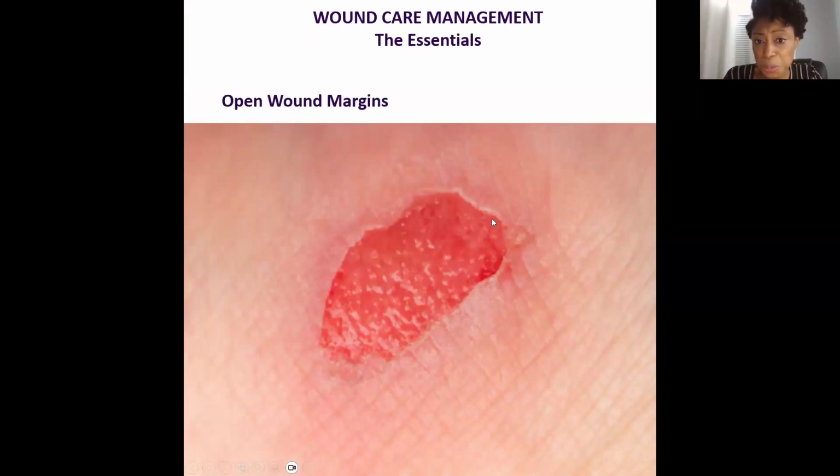Okay, and then we have opened wound margins. If you look at this picture here, this is what good looks like. The wound margins are flush or level with the wound.